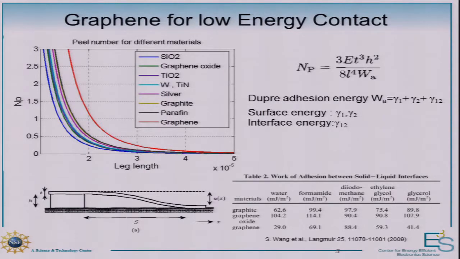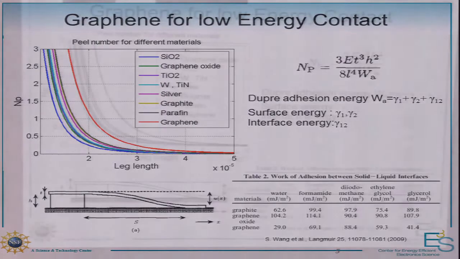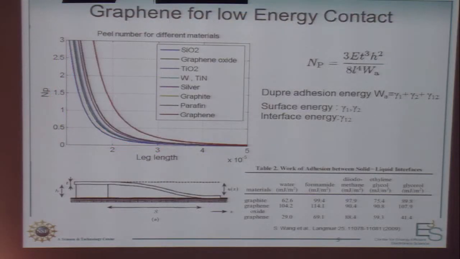Now, if we compare different materials, you can see that graphene, the red line, has a much higher Peel number compared at the same leg length. This shows that graphene is a good material with very little surface energy and adhesive energy.